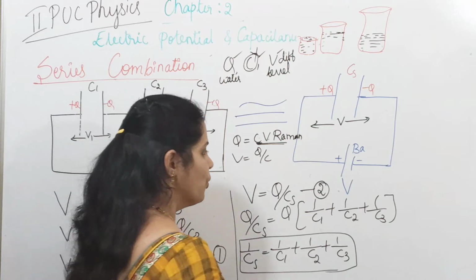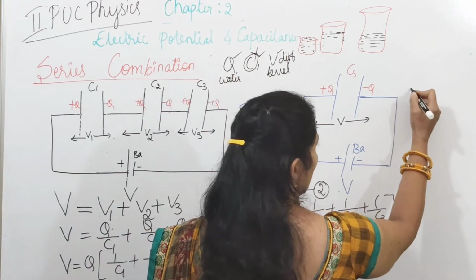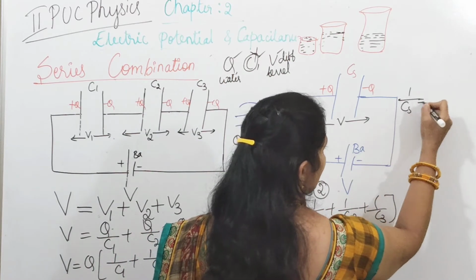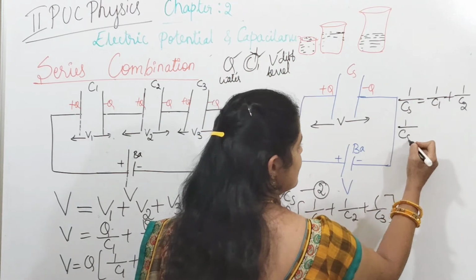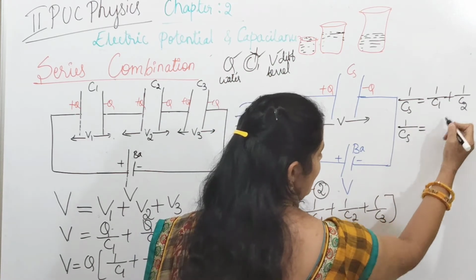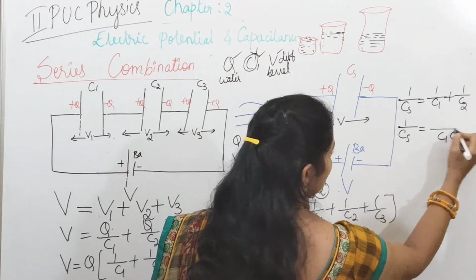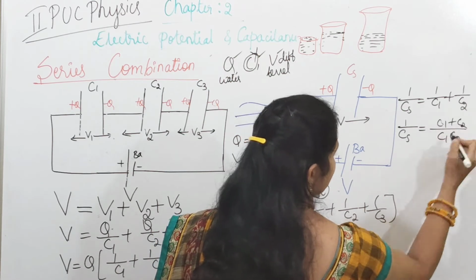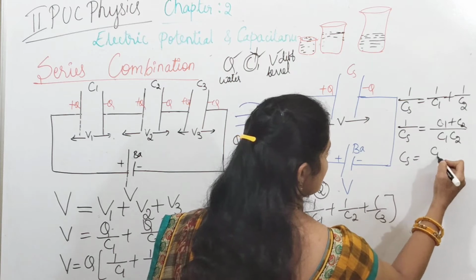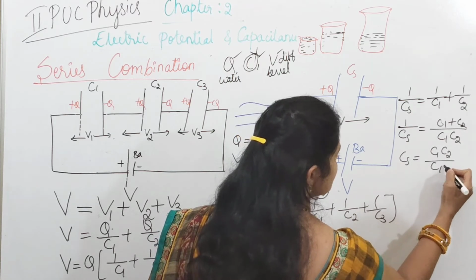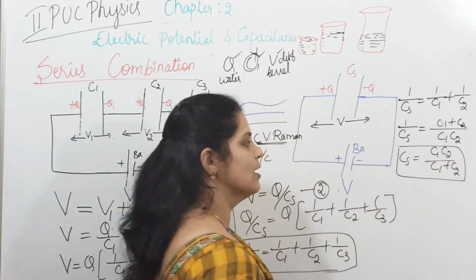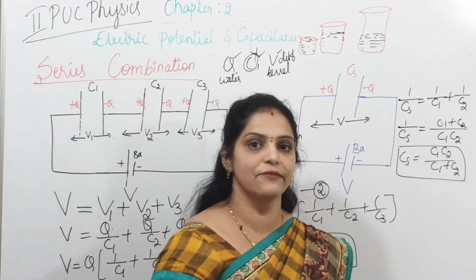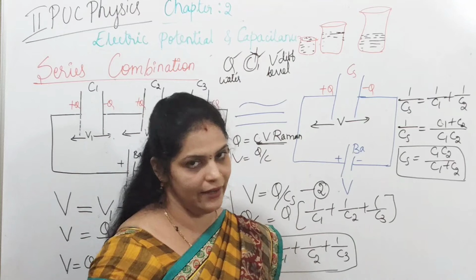So if there are only two capacitors, then how to write? 1 by CS can be written as 1 by C1 plus 1 by C2. Now we can write this as, take LCM, C1 C2 and C1 plus C2. So we need CS, which is C1 C2 divided by C1 plus C2. So this is one of the important formulas while solving numericals if there are only two capacitors given.